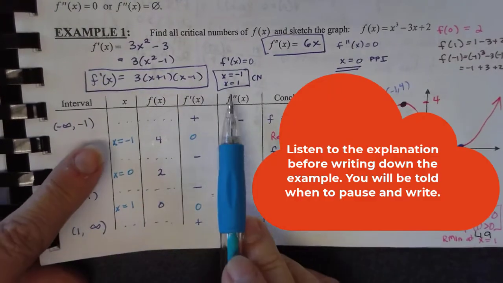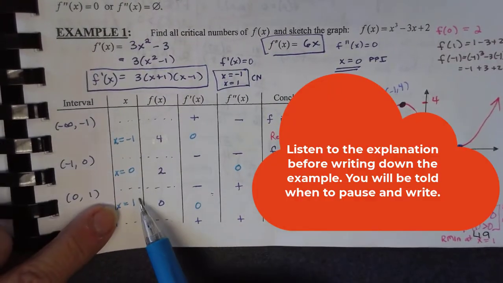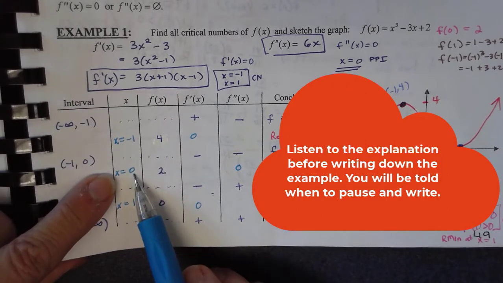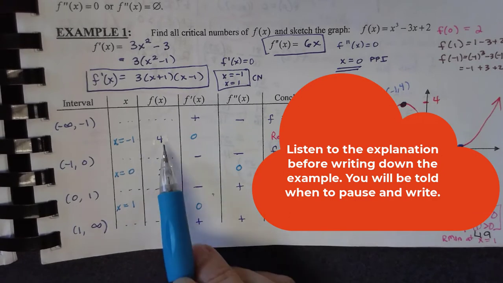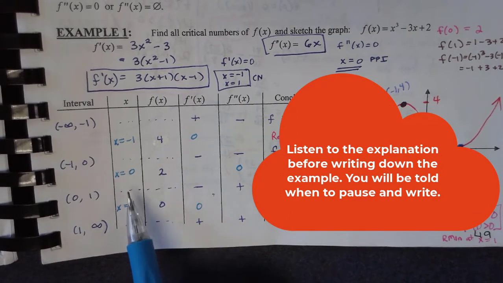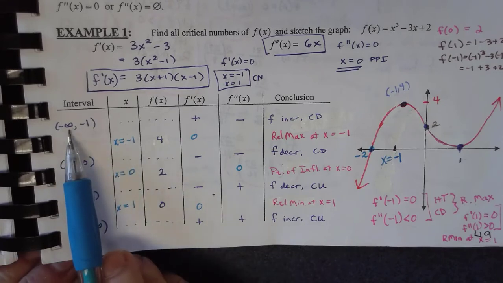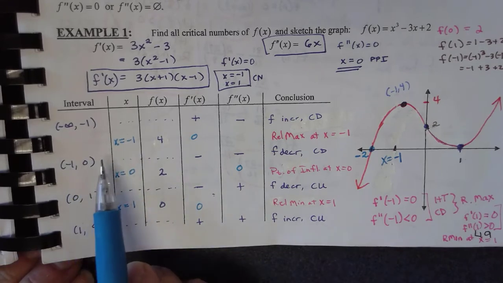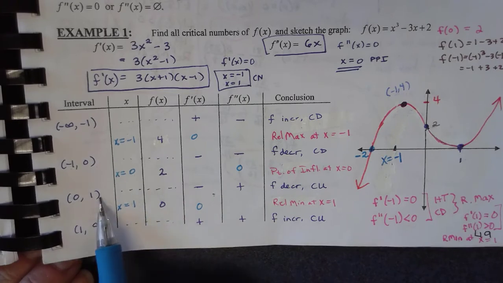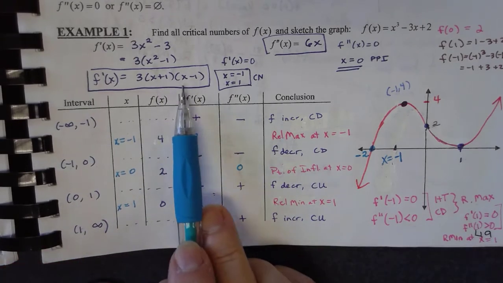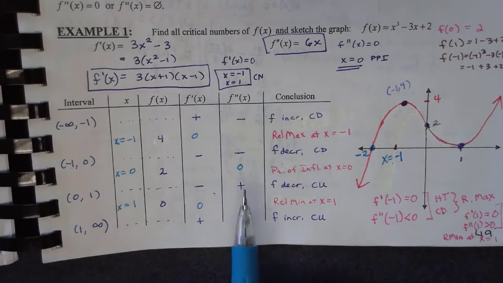My critical numbers were where x was negative 1 and 1. My possible point of inflection is where x is 0. We found the y values, and these 3 numbers divide up our number line so that I am now looking at the intervals from negative infinity to negative 1, negative 1 to 0, 0 to 1, and 1 to infinity. And guess what? We are going to test the first and second derivative in each of those intervals.